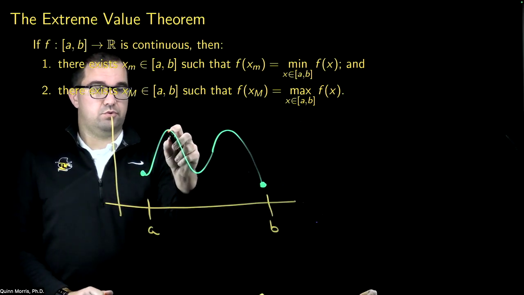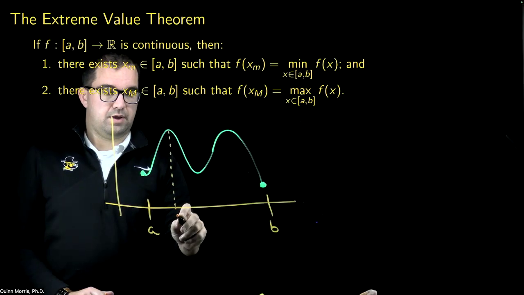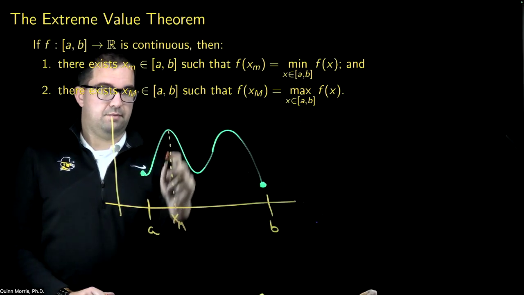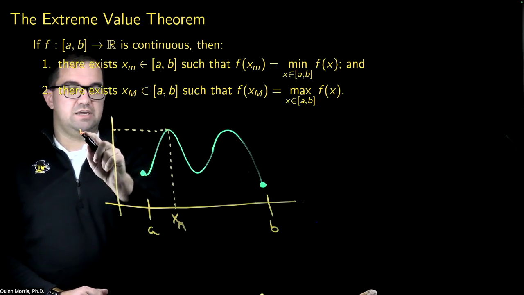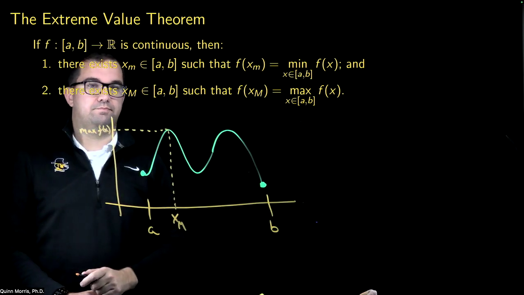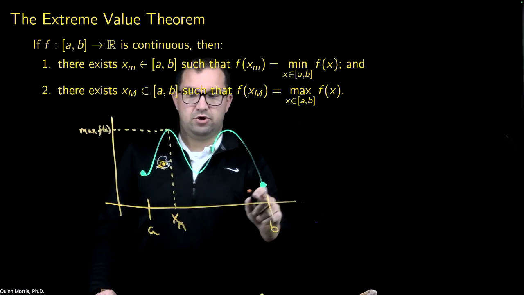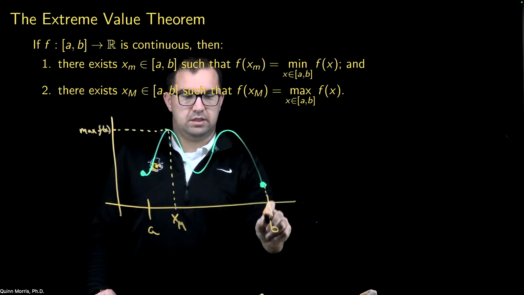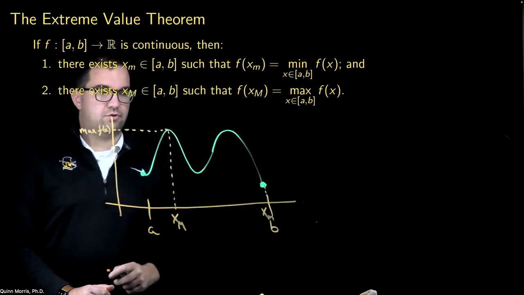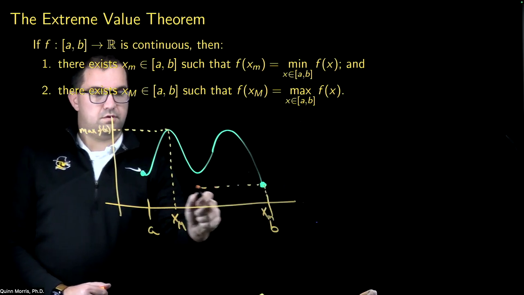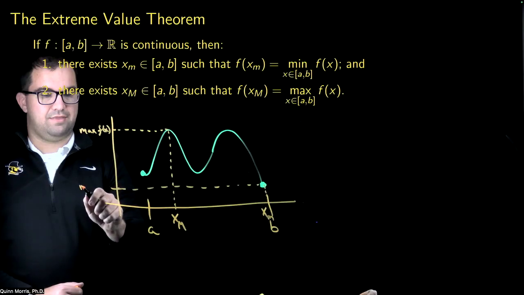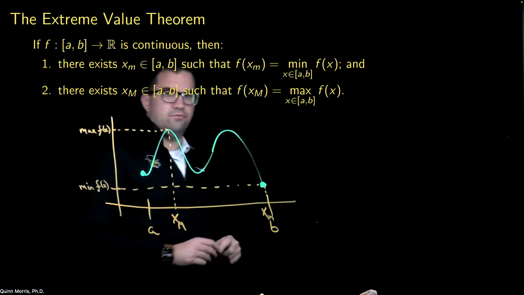So there is a value here, which we might call x sub capital M, which is the value in the domain where our function achieves its maximum value over the interval. Similarly, there is a value x sub little m, in this case, that appears to be at the right boundary point of this interval, so that my function at that value achieves the minimum value of the function over that interval.